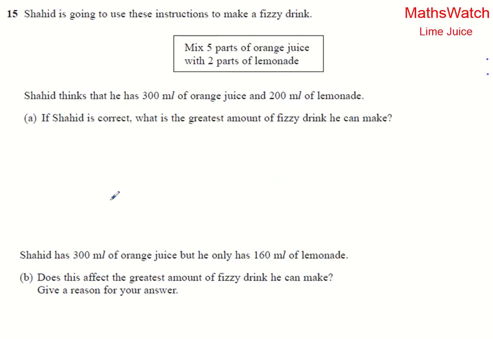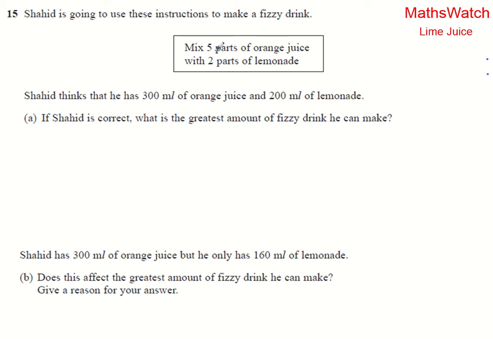Question 15. Shahid is going to use these instructions to make a fizzy drink. Mix 5 parts of orange juice with 2 parts of lemonade. Shahid thinks that he has 300 millilitres of orange juice and 200 millilitres of lemonade. If Shahid is correct, what is the greatest amount of fizzy drink he can make?